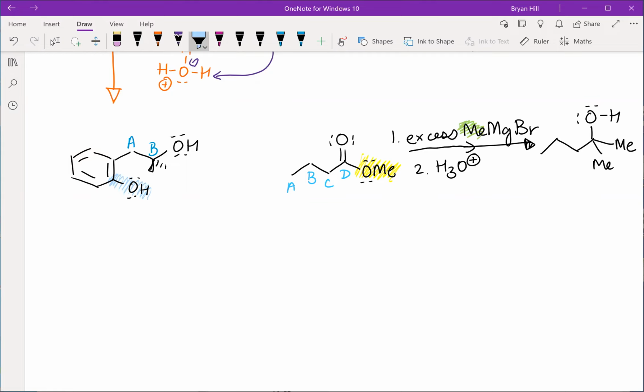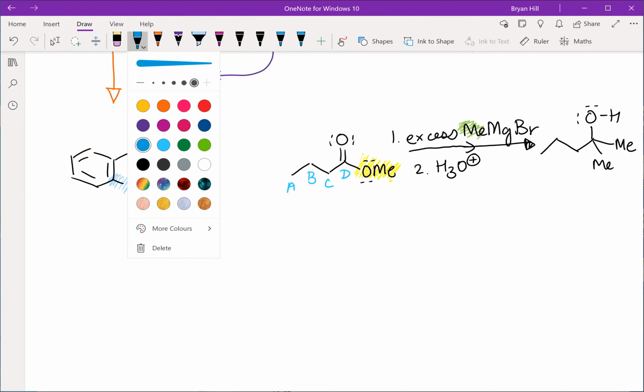Yeah, so Grignard reagents add to the carbonyl. If you start with an aldehyde, you'll get a secondary alcohol. If you start with a ketone, you'll get a tertiary alcohol. If you start with an ester, you'll get a tertiary alcohol, but two of the groups will be the same. So yeah, the summary is basically this.